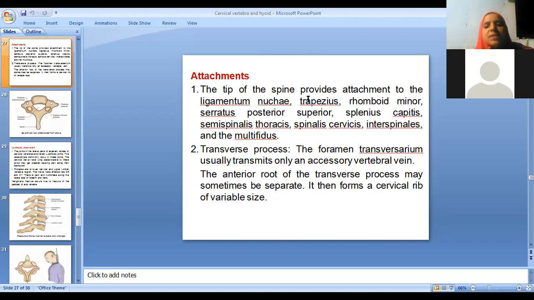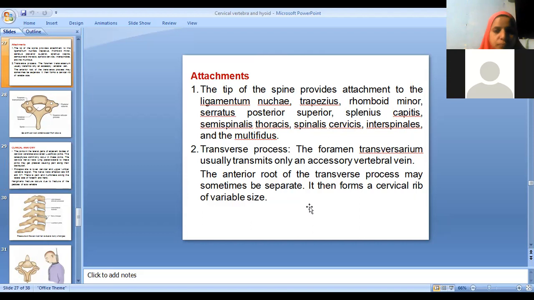Not only that, you will see some muscles also originating: trapezius, rhomboid minor, serratus posterior superior, splenius capitis, semispinalis thoracis, splenius cervicis, interspinales, and multifidus. So many names you will not be able to remember, and don't try, they won't ask, don't worry. Transverse process usually transmits only an accessory vertebral vein. Anterior root of transverse process may sometimes be separate.